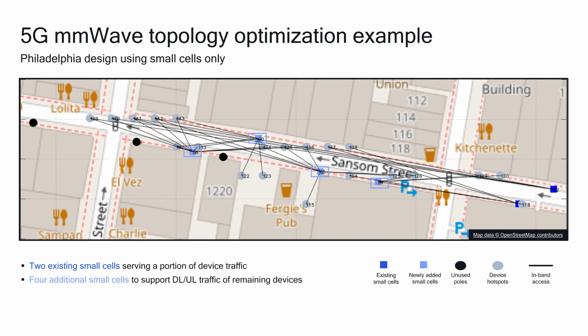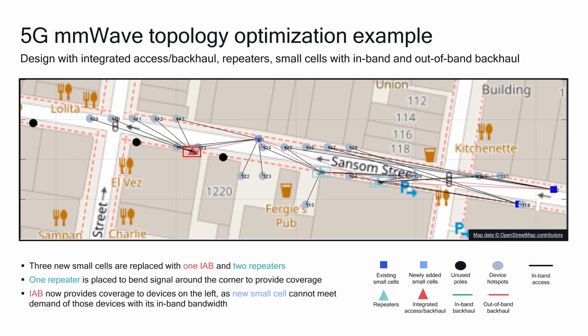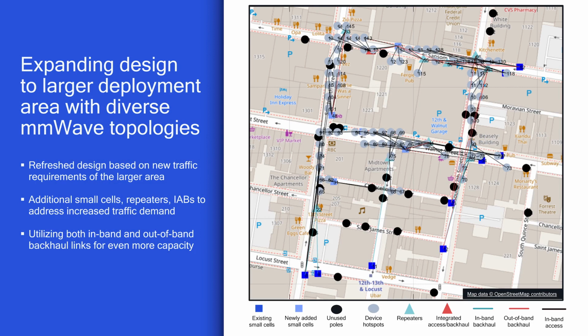Here we see an example using small cells only, where a fiber drop is connected to each new small cell location. A second deployment option utilizes smart repeaters and integrated access and backhaul in addition to small cells, which can simplify deployment, deliver enhanced performance, and additional cost savings. What we learned is that there is a lot of design versatility when it comes to deploying millimeter wave, and our approach allows us to quickly weigh the different options. And of course, we can readily expand this analysis to a much bigger area.